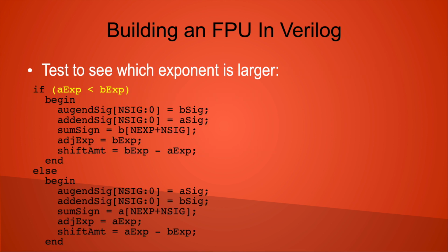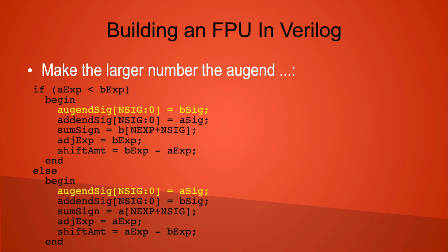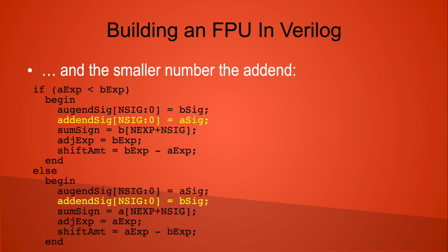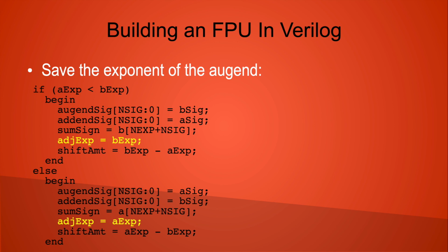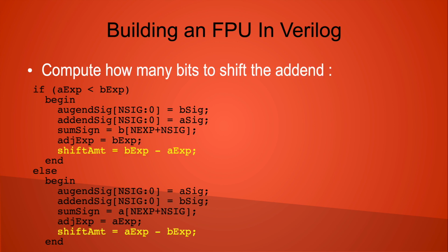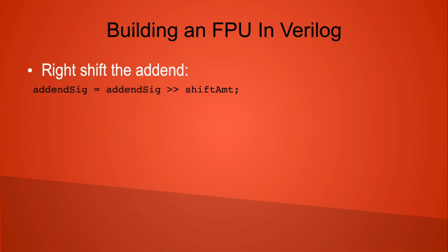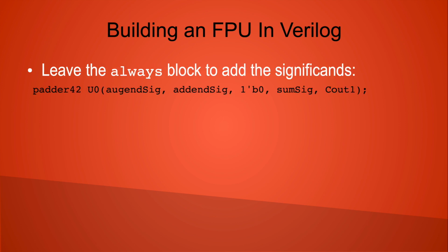Let's write the code. Test to see which exponent is larger. Make the larger number the Augend and the smaller number the Addend. Save the sign of the Augend. Save the exponent of the Augend. Compute how many bits right we need to shift the Addend to align the two significands. Right-shift the Addend. At this point, Control leaves the always block and passes to an instantiation of the p-adder42 module.